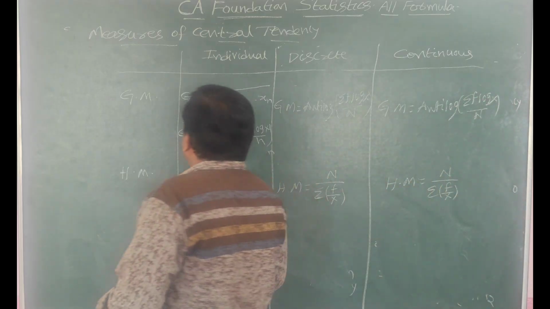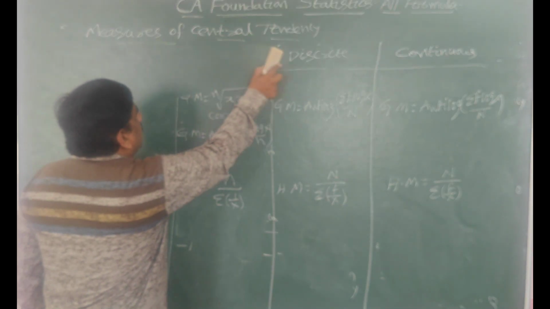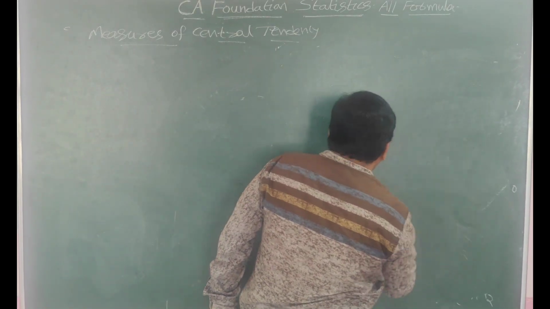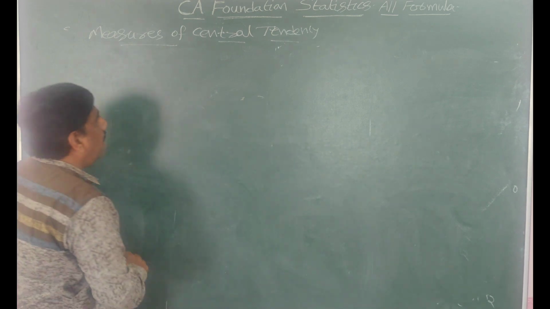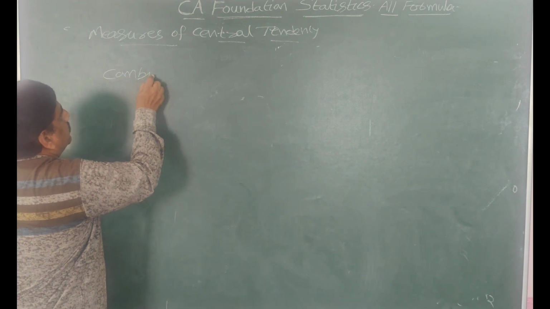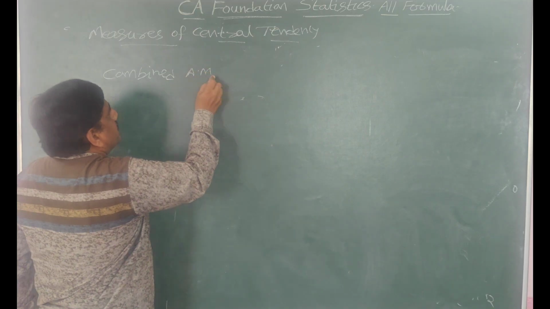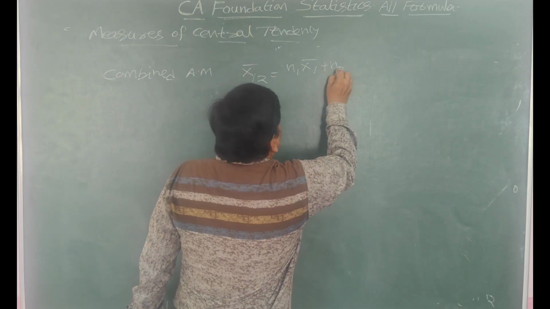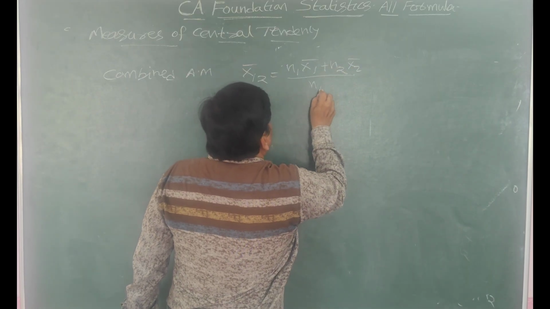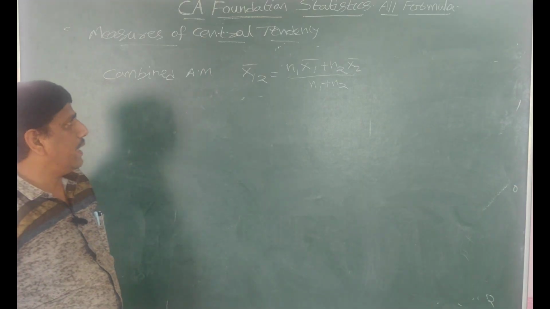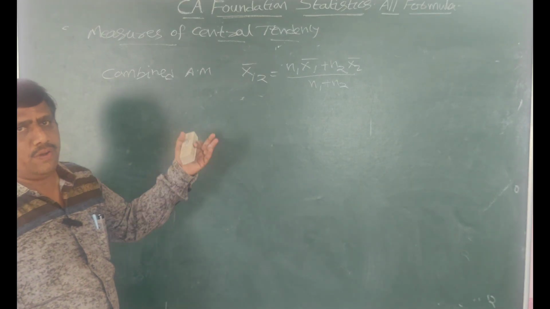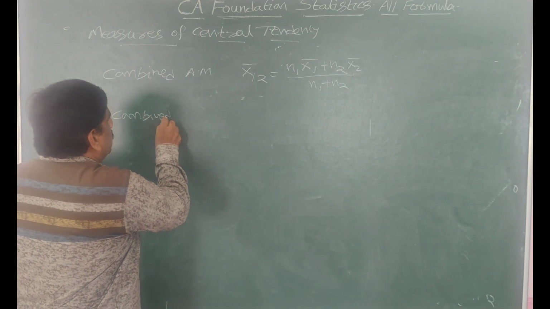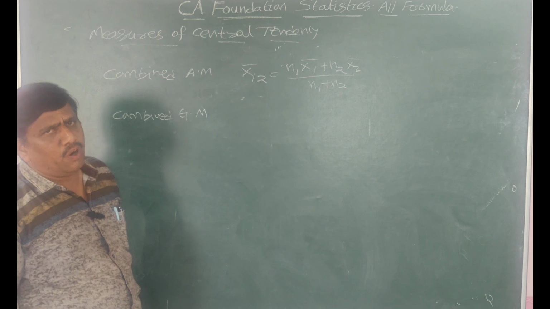After this, we will discuss combined arithmetic mean, combined GM and combined harmonic mean. The combined arithmetic mean is denoted by x12 bar. The formula is (n1 x1 bar plus n2 x2 bar) by (n1 plus n2) for two groups. If it is three groups, (n1 x1 bar plus n2 x2 bar plus n3 x3 bar) by (n1 plus n2 plus n3). Similarly, we have combined GM also.